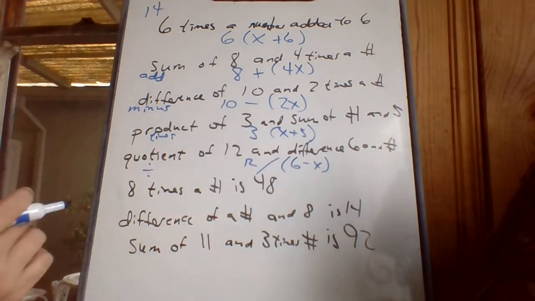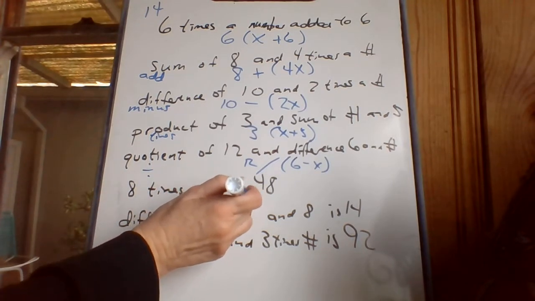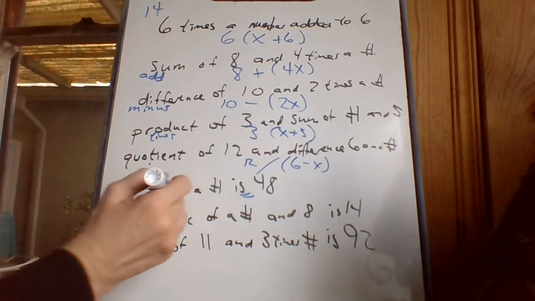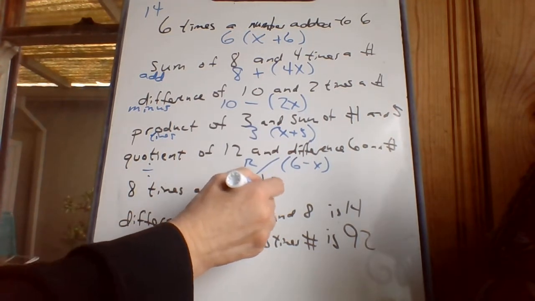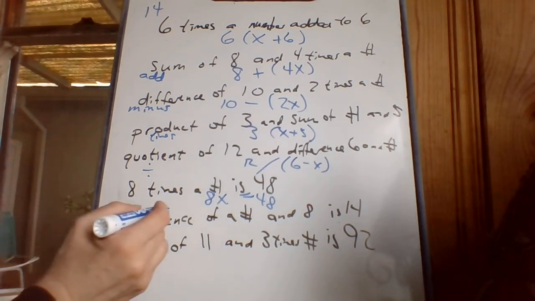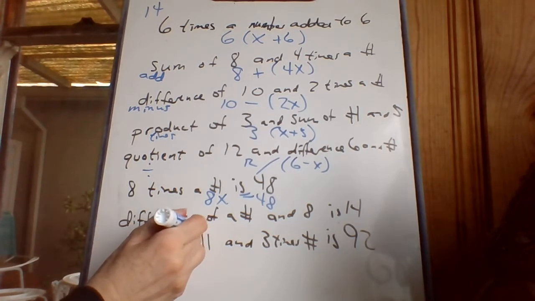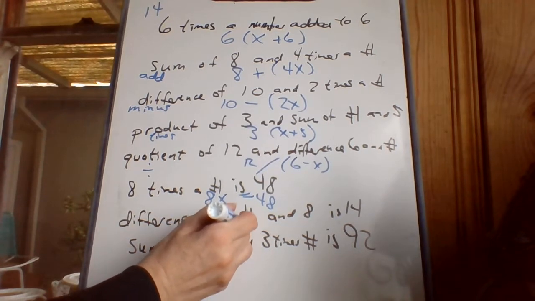All right, then some of them have an "is" in there. All of a sudden it becomes an equation, because the word "is" means an equal sign. So on one side of the equal sign, I write down 8 times a number. Then I write down is 48. Again, no one expected a solution. They just want a translation. Difference of a number and 8, x minus 8, the order they gave it to me, is 14.